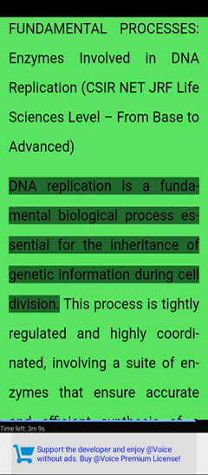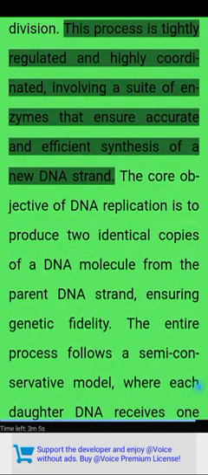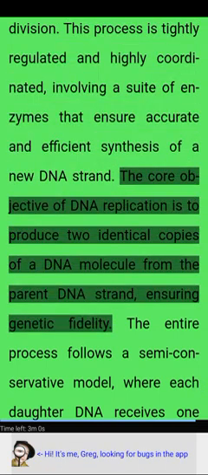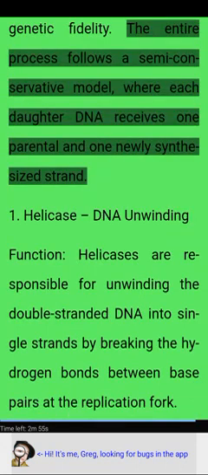DNA replication is a fundamental biological process essential for the inheritance of genetic information during cell division. This process is tightly regulated and highly coordinated, involving a suite of enzymes that ensure accurate and efficient synthesis of a new DNA strand. The core objective of DNA replication is to produce two identical copies of a DNA molecule from the parent DNA strand, ensuring genetic fidelity. The entire process follows a semi-conservative model, where each daughter DNA receives one parental and one newly synthesized strand.